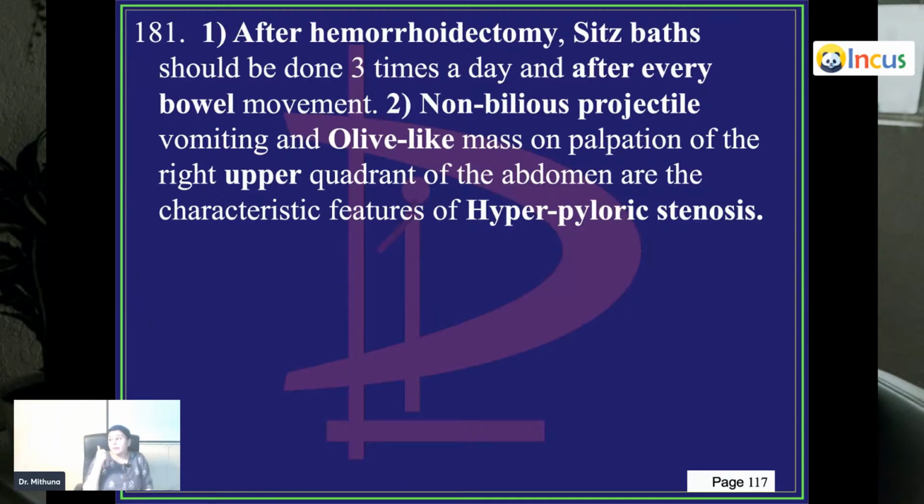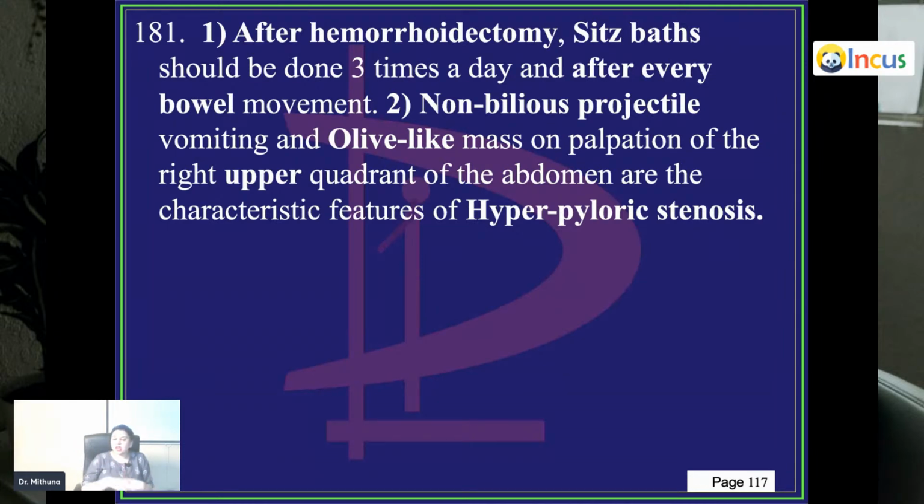Non-bilious projectile. Okay. Coming back to hypertrophic pyloric stenosis, yesterday I told you. You can see this if you have a baby in front of you and you're feeding the baby some milk. Whenever the baby takes a little bit of milk, you can see the peristaltic movement, and during that, this olive-shaped mass becomes more prominent in the epigastric or the right hypochondriac region. That's where your pylorus is, right?